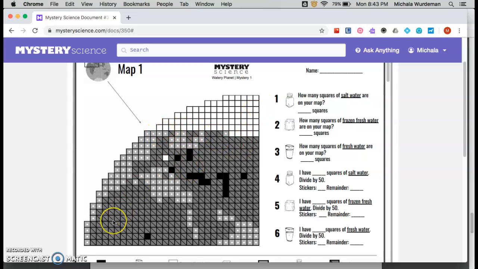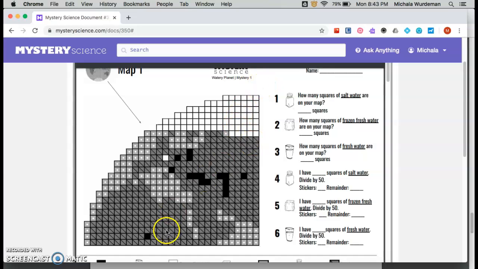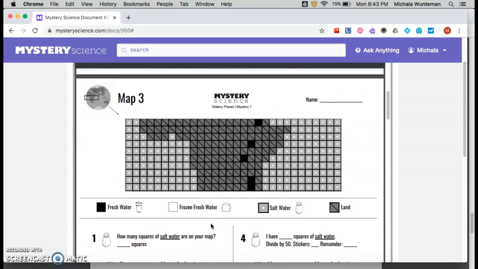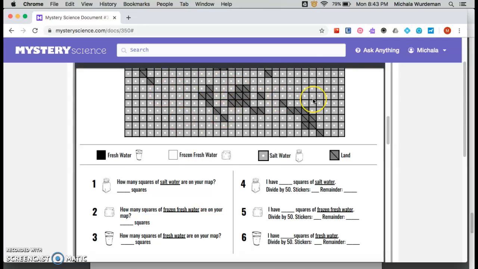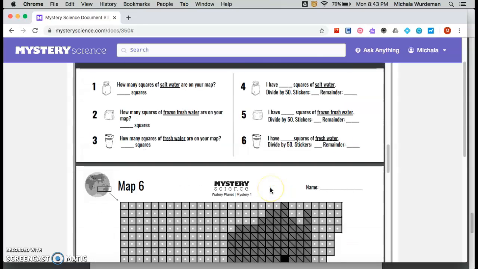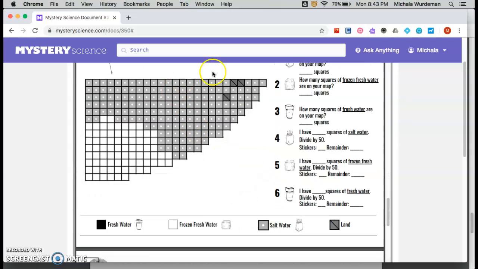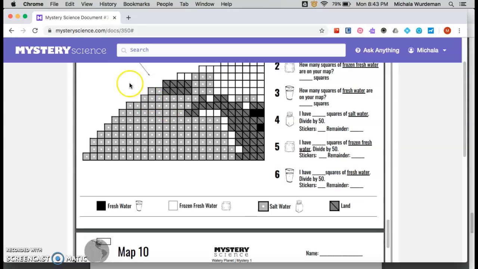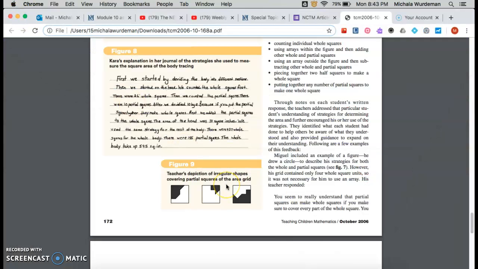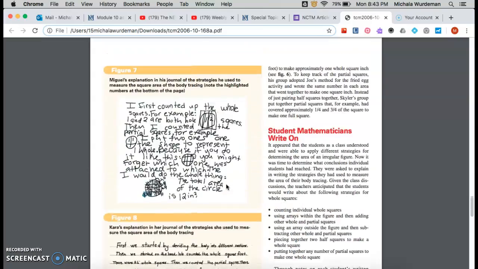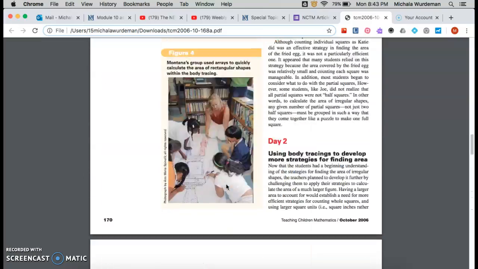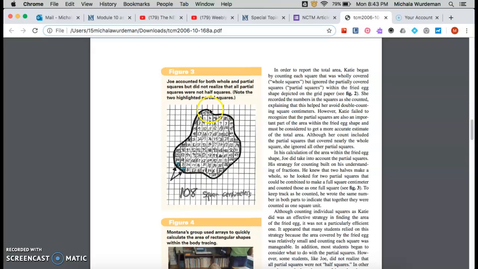And they didn't have to count partial squares in this activity because this kind of broke up the partial squares for them. But they were definitely having to come up with arrays and different strategies to count, because some students were given larger sections of map and they didn't want to have to count every single square because it was going to take them a while. So I thought this article was really cool because it went right along with some of the maps we were counting in science to figure out how much freshwater, saltwater, and frozen freshwater we had. But I really liked the activity and the fact that they had to come up with their own strategies, and how are they going to count the partial squares and the half squares.